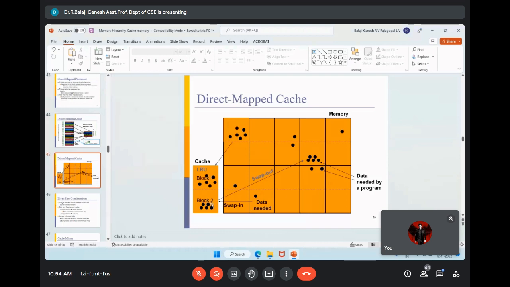So this block 2 has to be evicted out, and this particular block, that is the data needed block, has to be brought in, right? This is what we call the least recently used cache replacement strategy. Please make a note of this: least recently used cache replacement strategy.